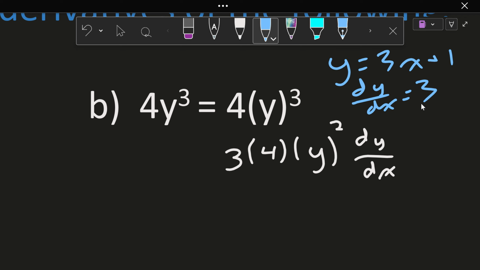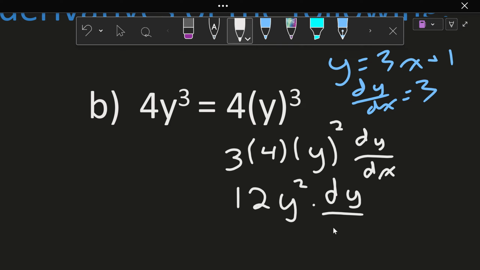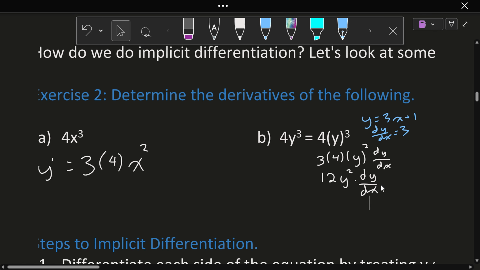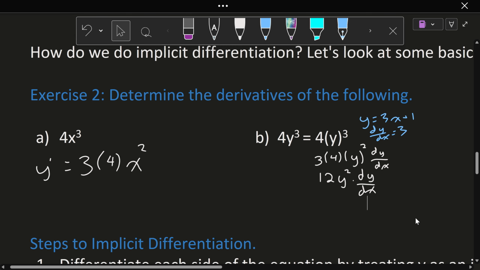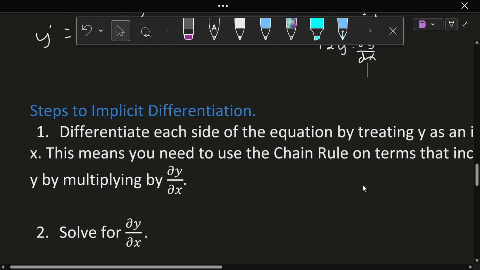So in this case here, we use the chain rule, bring the exponent down, multiply it by the constant, and then we just multiply it by the derivative of what's inside the brackets, which is the y. So we just write it as dy by dx. Okay, that's kind of the idea of implicit differentiation. It was a simple example, not really much of an equation, but we'll get to an example where it will work.